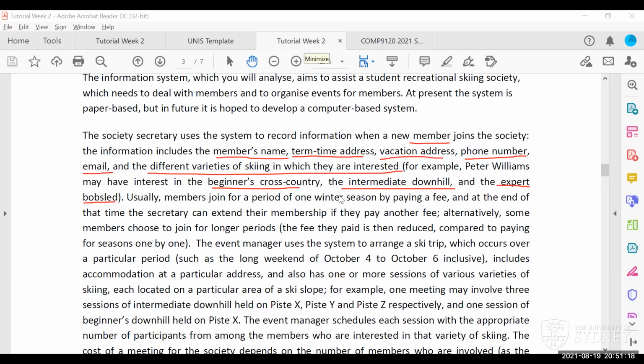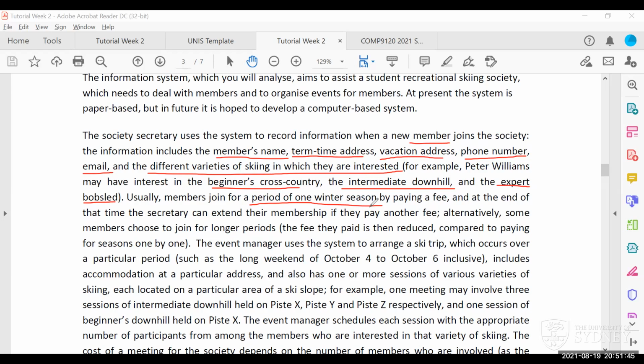Period. Okay, so do we need to capture period? Members join for a period of one winter season. Yes, we need to capture that because we need to track when this member joins. What season is this member joining? We need to know what season this member is joining for.